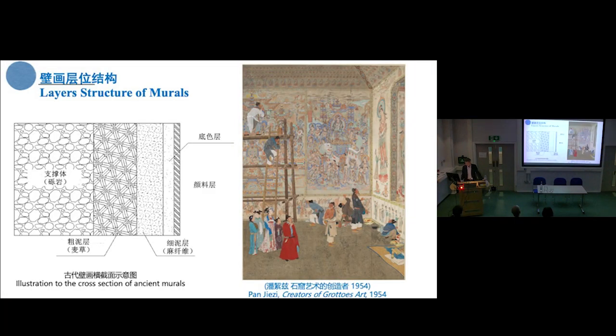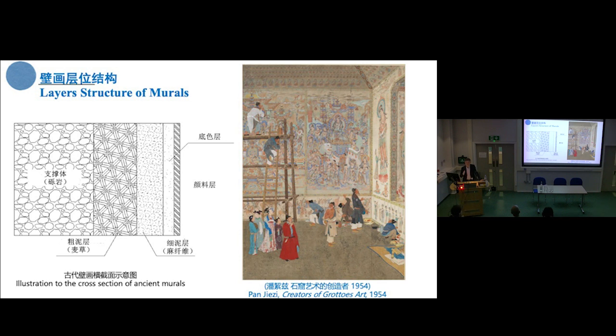So this is a Dunhuang mural making technique. This picture shows the painting technique. From the rock, Dunhuang is carved in the conglomerate rock, just like open caves.